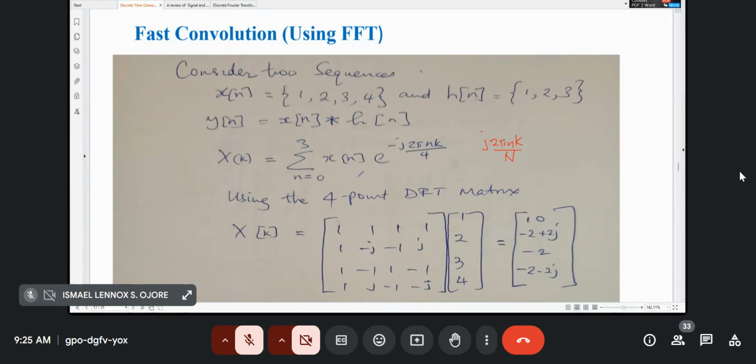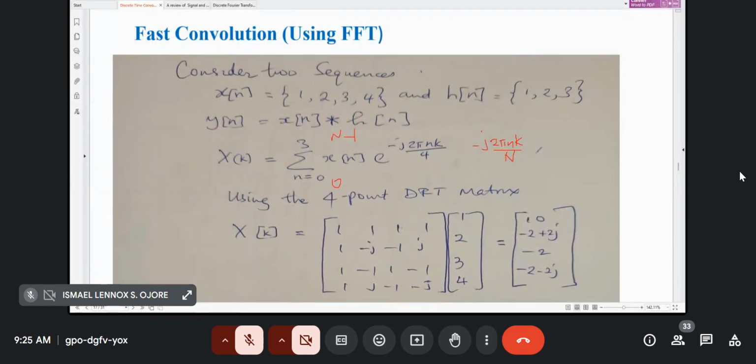So it is, that's the general formula from 0 to N minus 1. That's the general formula for the DFT. We have to look at that next time. So it is e to the minus j 2 pi nk over capital N. So for N equal to 4, it is 2 pi nk over 4.